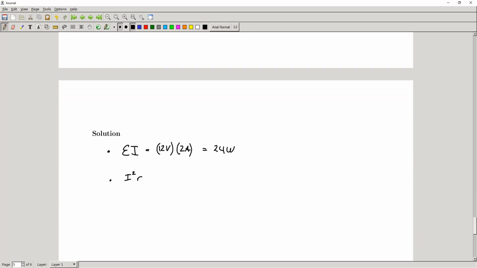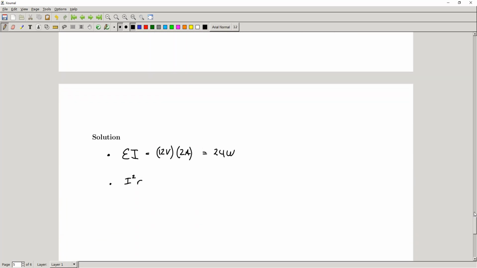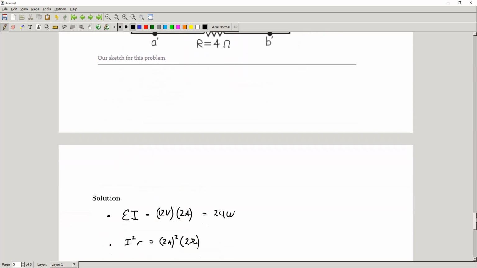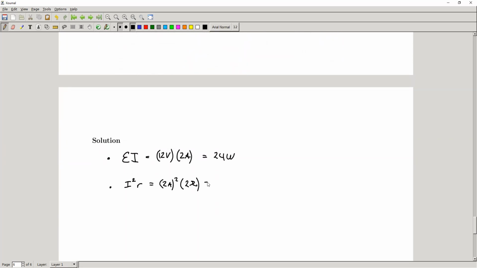So let's take a look at that. We have these values. Again, this is just going to be 2 amps, squared now, and the internal resistance is 2 ohms. We can see that from here, right? This is our 2 ohm resistor that's stuck inside of our source. If we do that calculation, we're going to end up with 8 watts, and that is the energy being dissipated inside of our source.